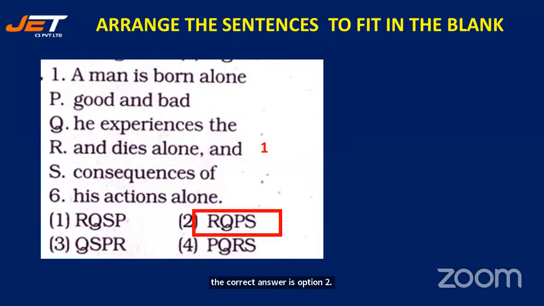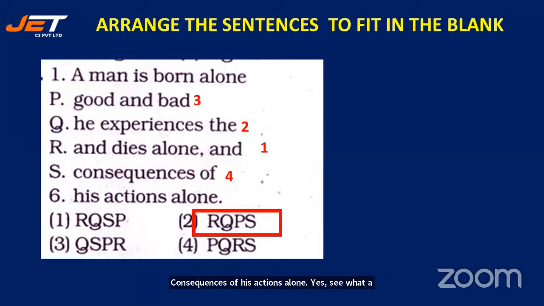How? Look at the sentence formation. A man is born alone and dies alone, and he experiences the good and bad consequences of his actions alone. Yes. See, what a beautiful sentence.